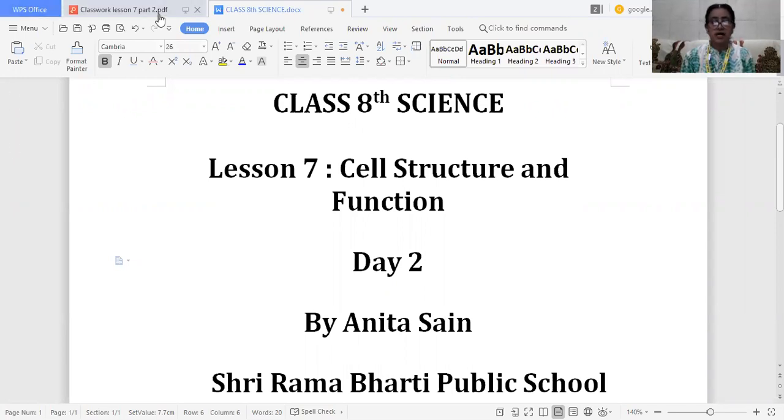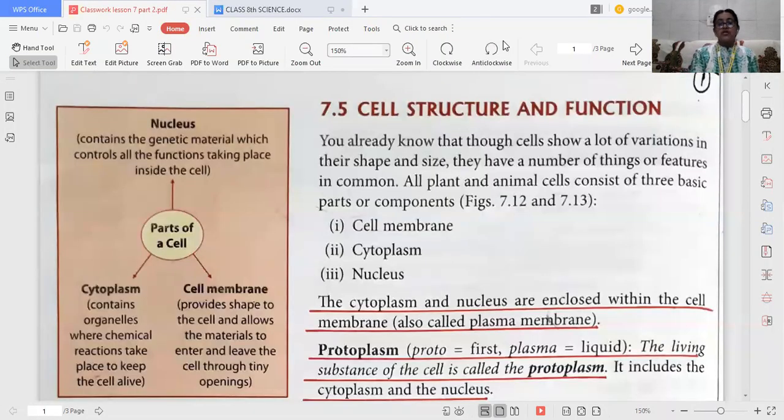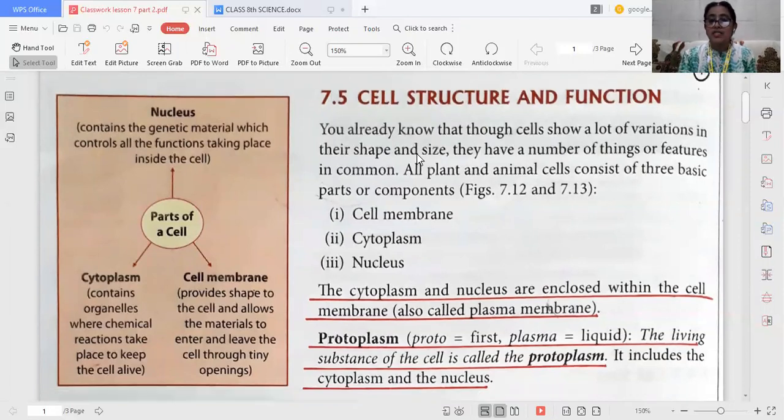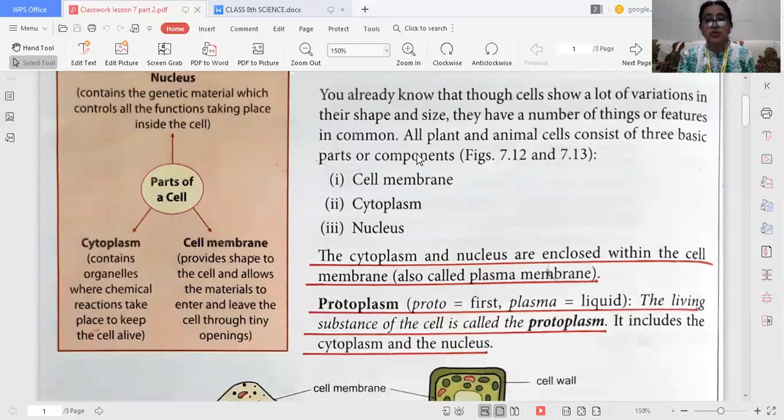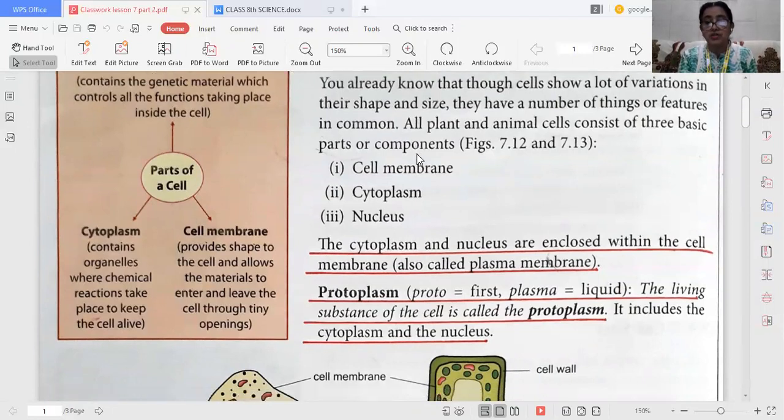So, let's start. Today we will learn the different structures and their functions. All plants and animals consist of three basic parts or components: cell membrane, cytoplasm, and nucleus. The cytoplasm and nucleus are enclosed within a membrane, which is known as the cell membrane, also known as the plasma membrane. Protoplasm: proto means first, plasma means liquid.